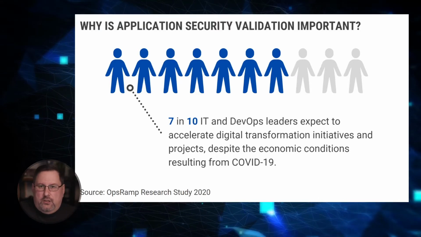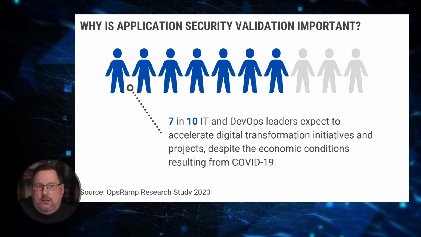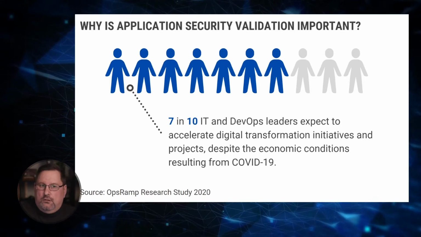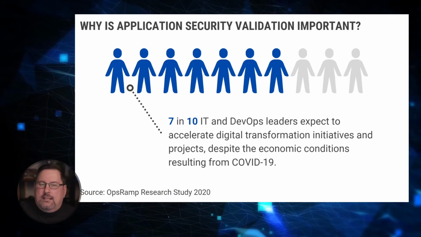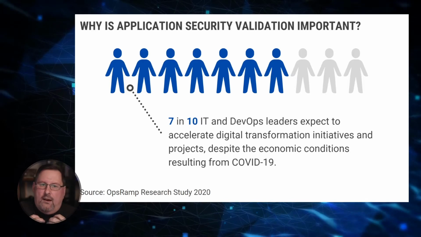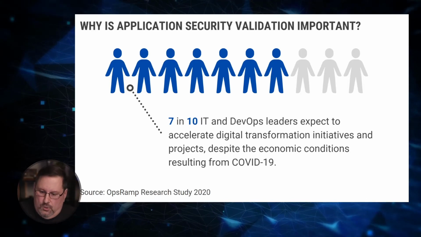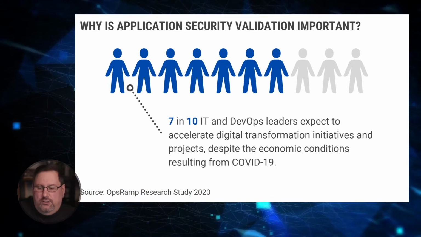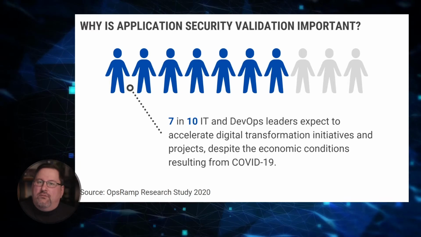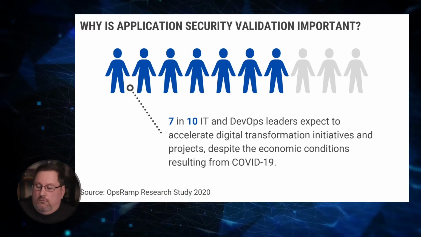OpsRamp has done some research where they found 7 in 10 IT and developer leaders are expecting to accelerate their digital transformation initiatives through COVID. That makes sense because if you think about it, we have so much more to do to engage our employees and our customers and make them all work together. That's very hard to do if we don't give them access to these types of applications. But that comes with a lot of risk.